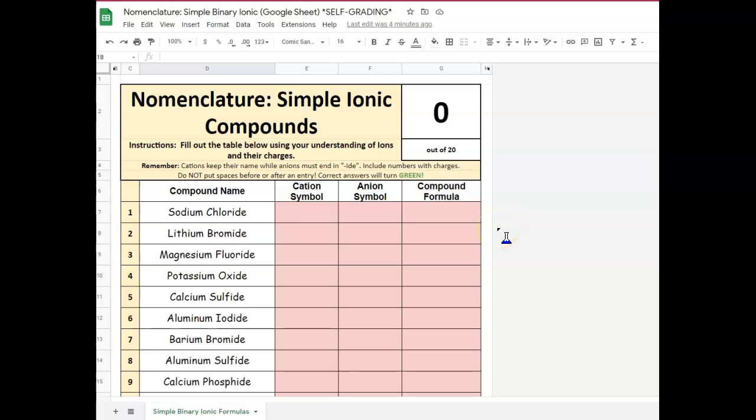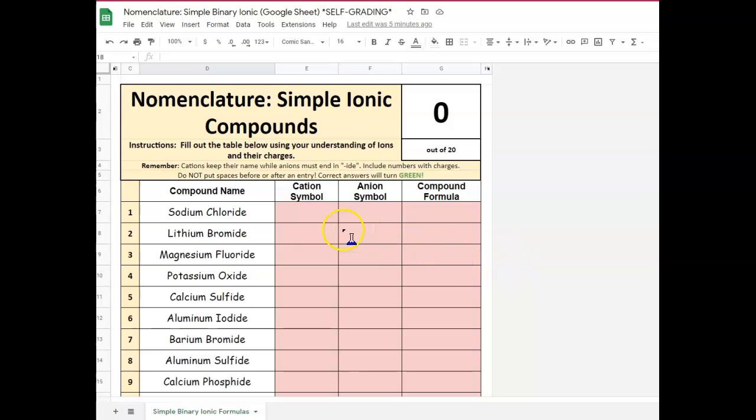Hi, this is Mrs. Ziegler, and I'm going to go over how you will complete this self-grading Google Sheet on ionic compounds. Remember, you will need your periodic table in order to get your chemical symbols and charges if you do not know them off the top of your head.